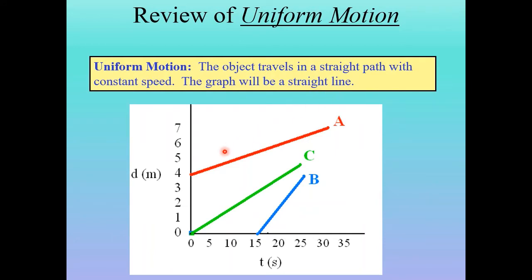So we saw this graph a couple times in the previous part of the lecture, where we had three objects, A, B, and C, all with different speeds and starting at different times and places. But one thing all of these objects have is that all of their graphs are represented by straight lines. And this means that all of these objects were in a state of uniform motion, meaning they were traveling at a constant speed.